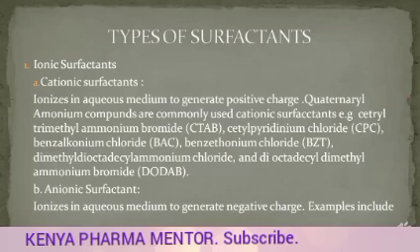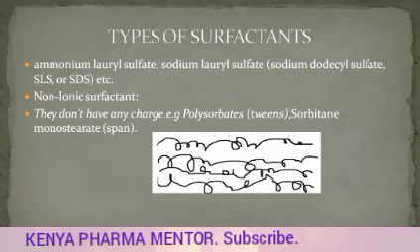Then the second part of the ionic surfactants is the anionic surfactant. As we know in chemistry, anionic compounds have a negative charge. So when anionic surfactants are ionized in an aqueous medium, they generate a negative charge. Examples are ammonium lauryl sulfate, sodium lauryl sulfate, also called SLS, and SDS, which means sodium dodecyl sulfate.